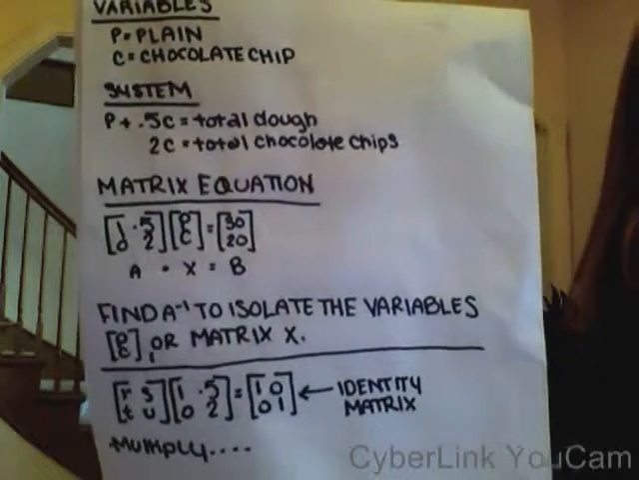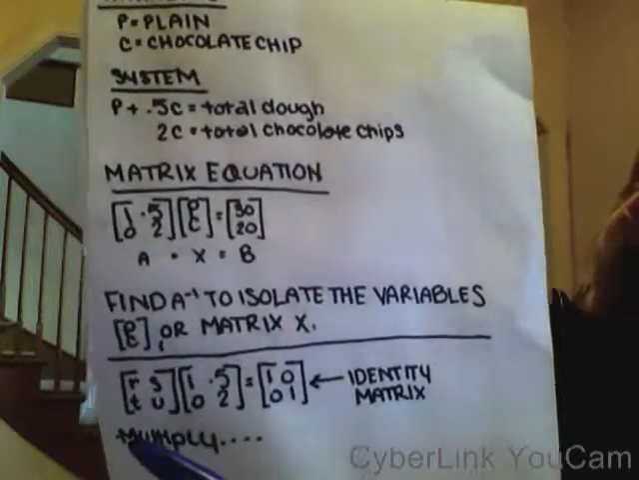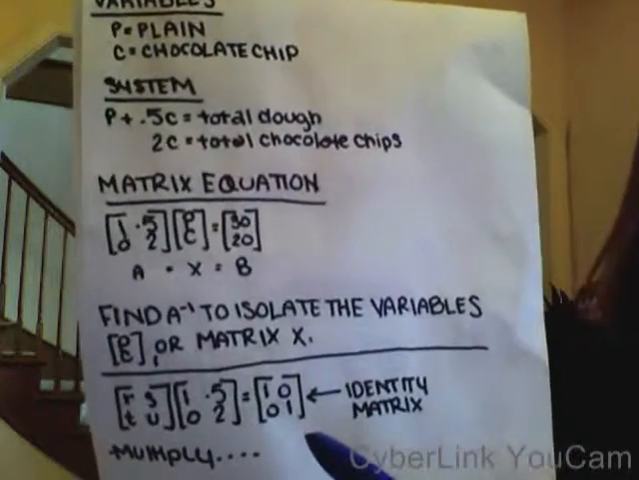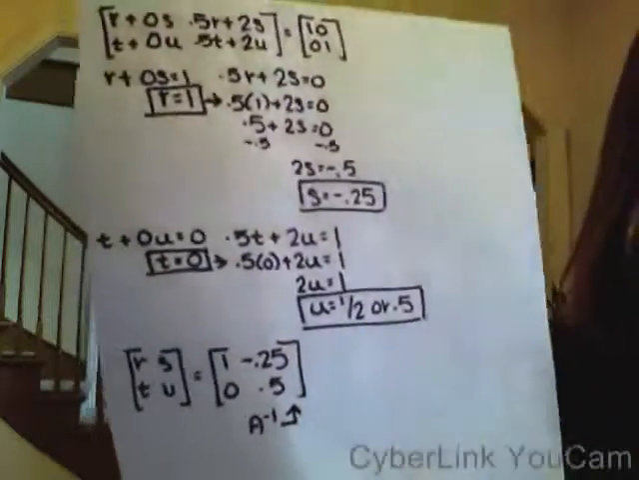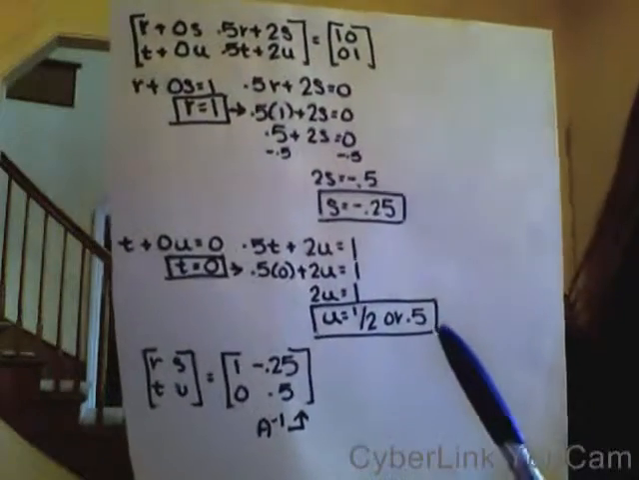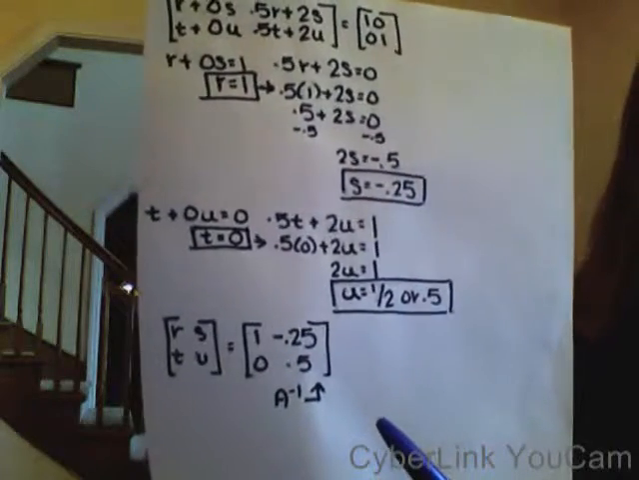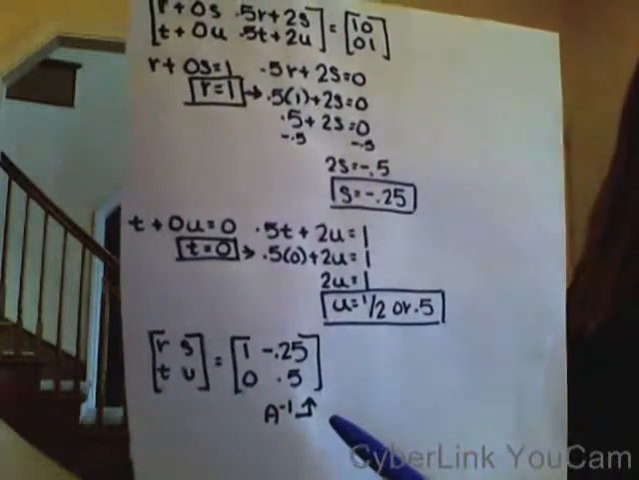To do this, multiply matrix A by a set of variables like R, S, T, U so that they equal the identity matrix 1, 0, 0, 1. Multiply the variables by matrix A and solve for each variable algebraically. Now that we have these values, arrange them in the matrix in the same order as the variables were in.